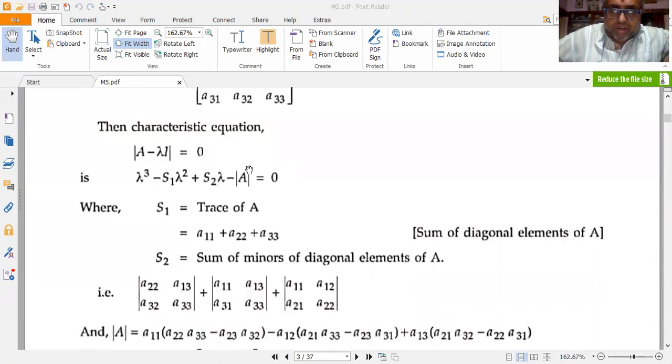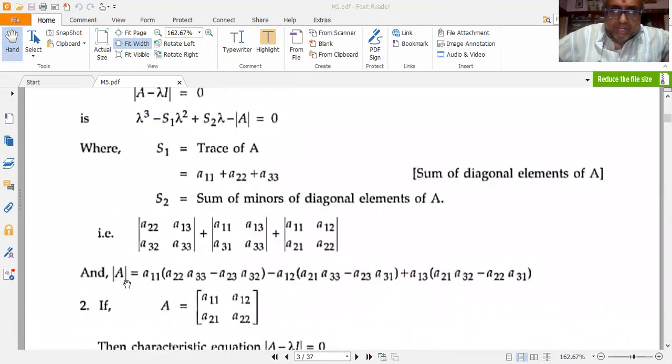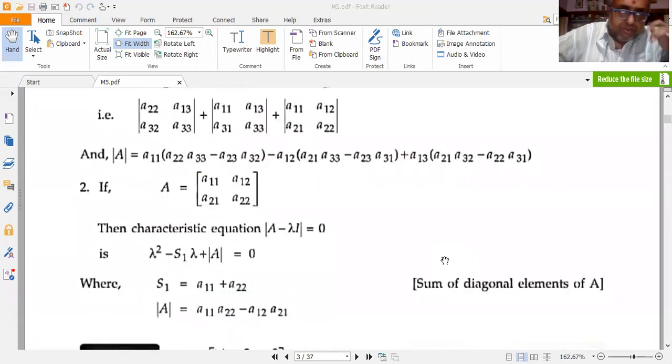I was talking about how to evaluate this determinant here, for which I had written all the things and expanded it to you. The value of the determinant that has been printed here and what I wrote are one and the same for a 3 cross 3 matrix. Now for a 2 cross 2 matrix, how would it be? This is a very, very simple case. If A is equal to A11, A12, A21, A22, then the characteristic equation is simply given by determinant of A minus lambda I is equal to 0.